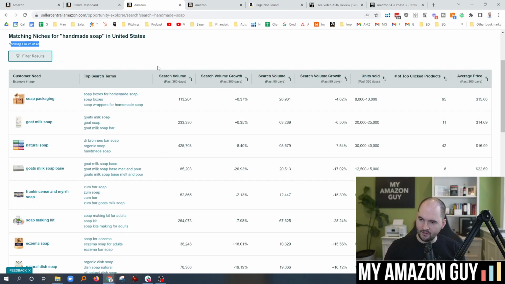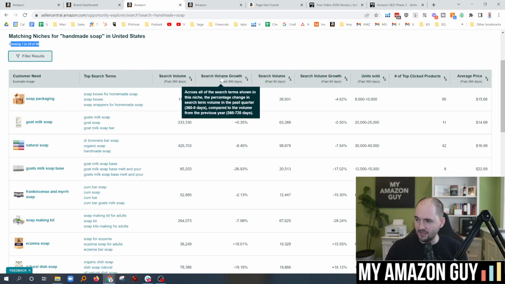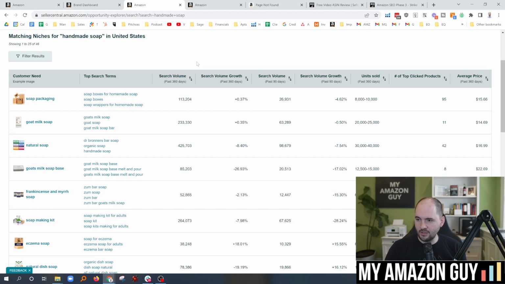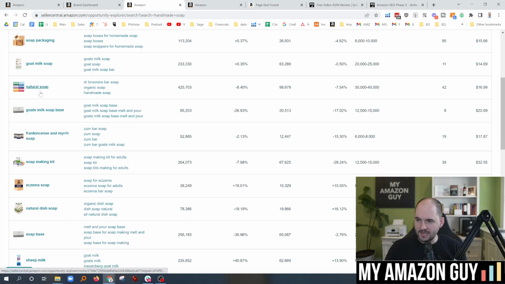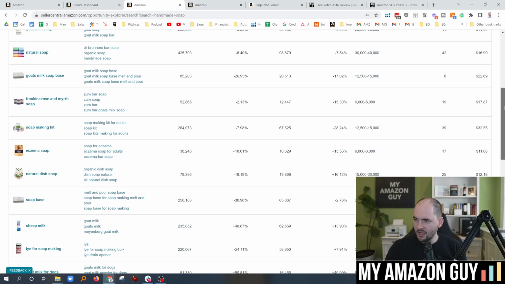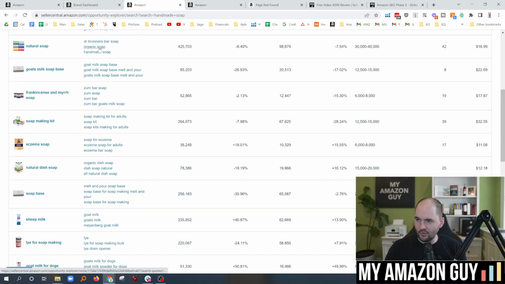What I wanted to know is, generically, can I see the conversion rate for a particular keyword for a particular product, or a particular product in general? So soap packaging right here, not what I'm looking for, but let's go with natural soap. So this is going to be Dr. Bronner's bar soap, organic soap, and handmade soap. These are the three top keywords for this product according to Amazon.